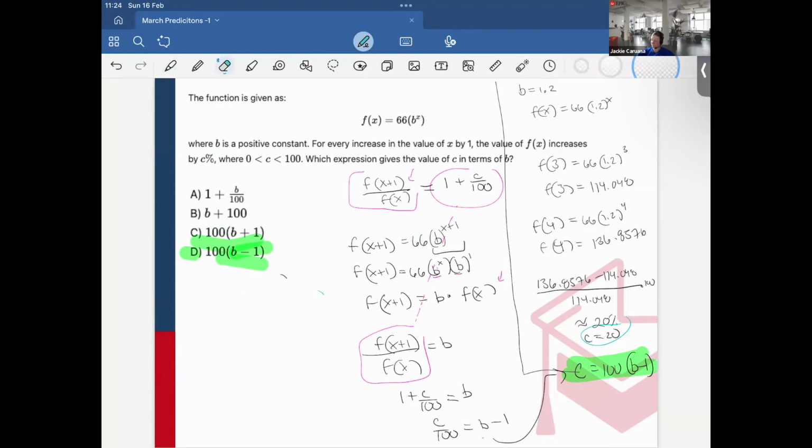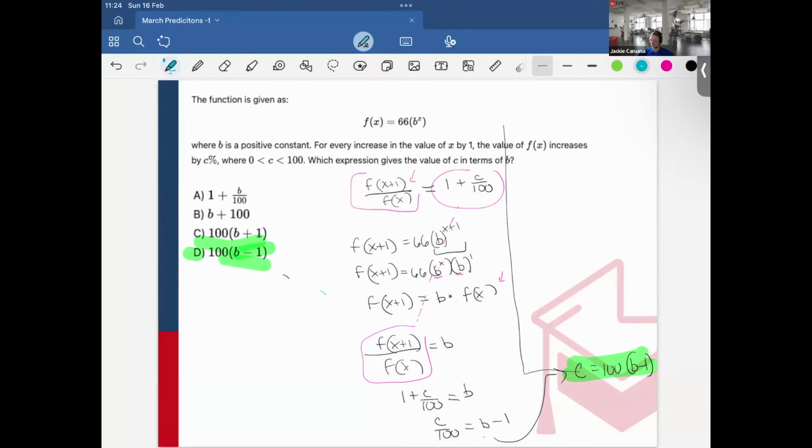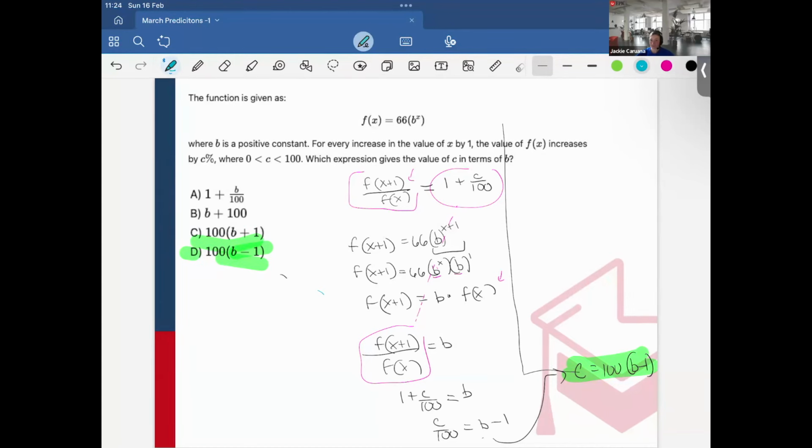So you could do it this way by substituting. I could choose any value. I could have made b equal to 1.5 or 1.6 and then increase x by 1 and then see the percent change difference between them. I just preferred to solve algebraically. Okay, amazing. So know all of those functions, I feel for sure you'll see something similar on March SAT.